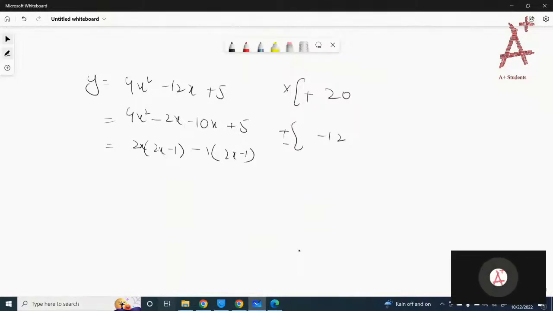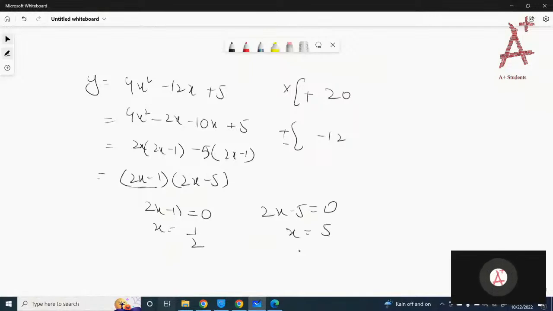Here you have 5 common, not minus 1. So the factors are 2x minus 1 and 2x minus 5. To find the points, set each factor to 0. 2x minus 1 equals 0 and 2x minus 5 equals 0. This way you can find the points: x equals 1 over 2 and x equals 5 over 2.